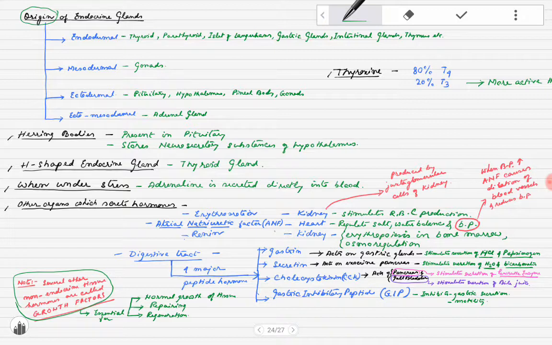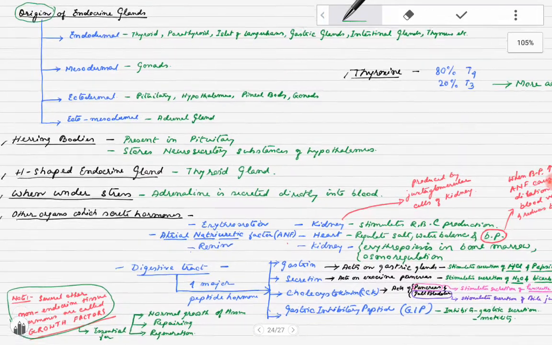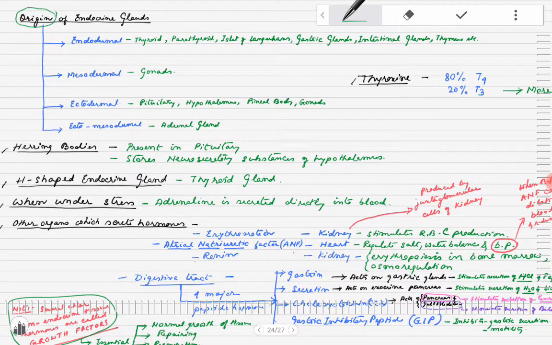Now, the origin of the endocrine glands. These are some of the important points I will tell you. You just go through it. Note it down also. They may be endodermal, mesodermal, ectodermal and ectomesodermal.